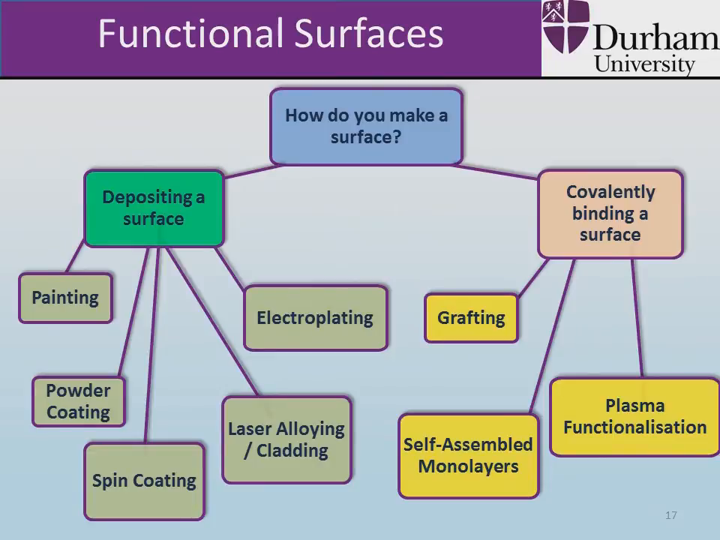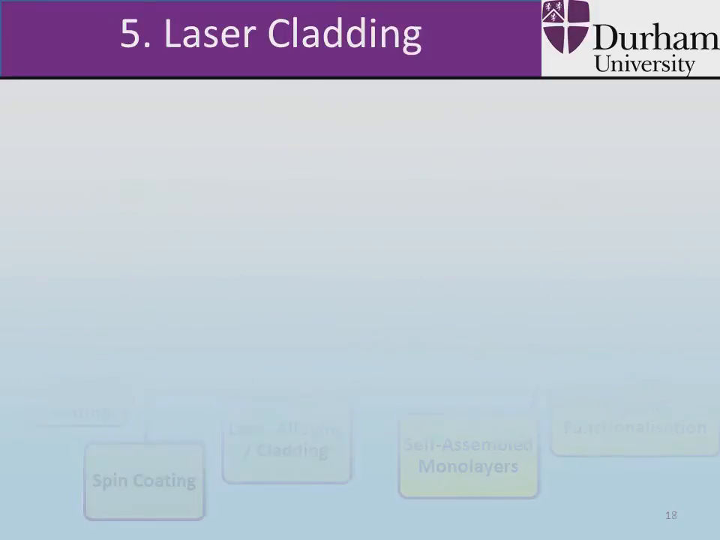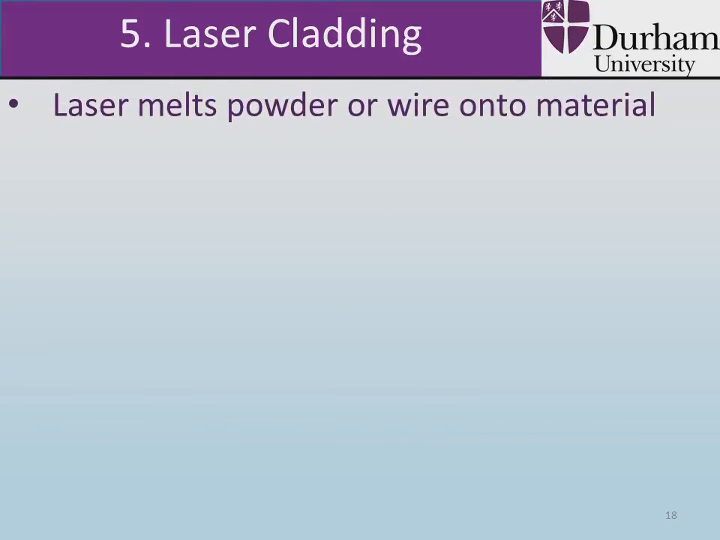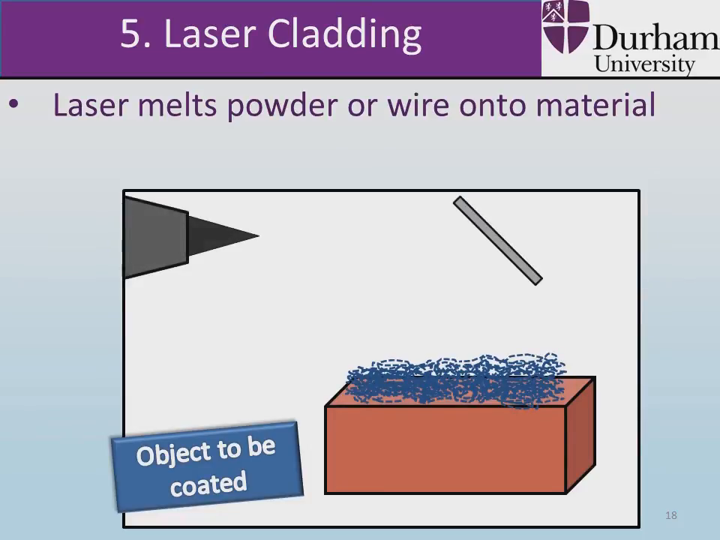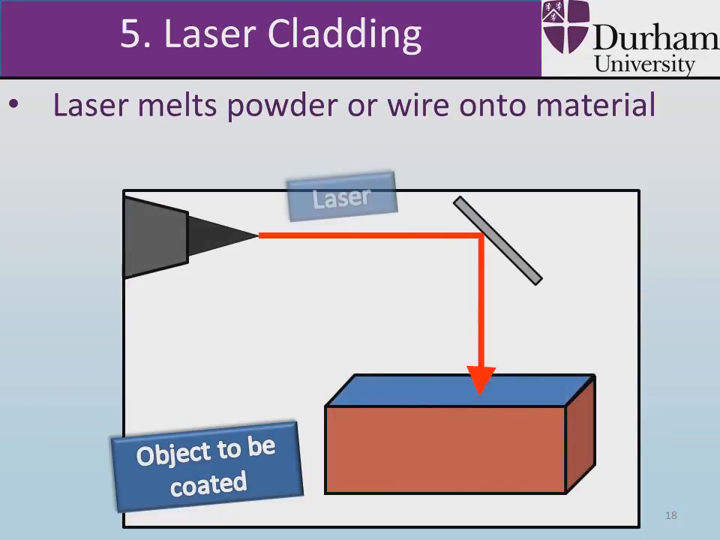Now we will look at laser cladding and alloying. This is a method of producing a metallic surface on a substrate of different metallic composition. A wire or powder feedstock is applied to the surface of a substrate and melted on to produce a new layer by laser action. Like electroplating, this is a common method for corrosion prevention of metals.